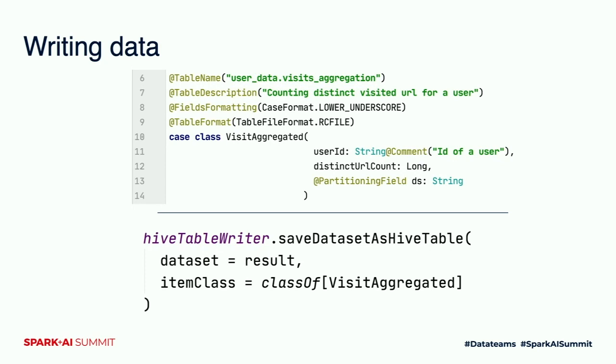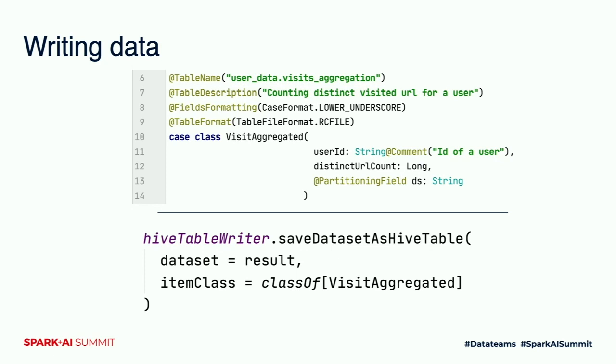Annotations consist of, obviously, the table name, to which table you are writing; table description, information about what this table is about; table format, Parquet, RC, how you want to store your data; comments on particular fields; and other information which allows you to add more comments to your table. Partitioning schema. You want to specify information about how you're partitioning your data as part of the specification of the schema of that data.